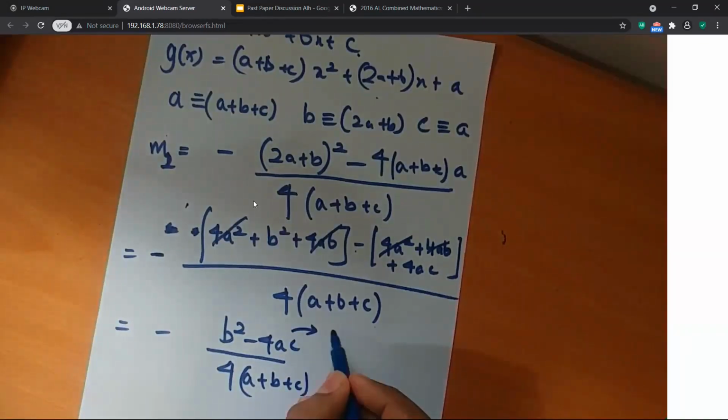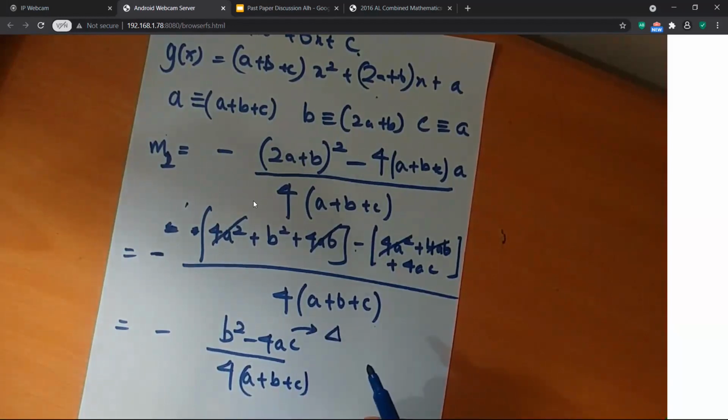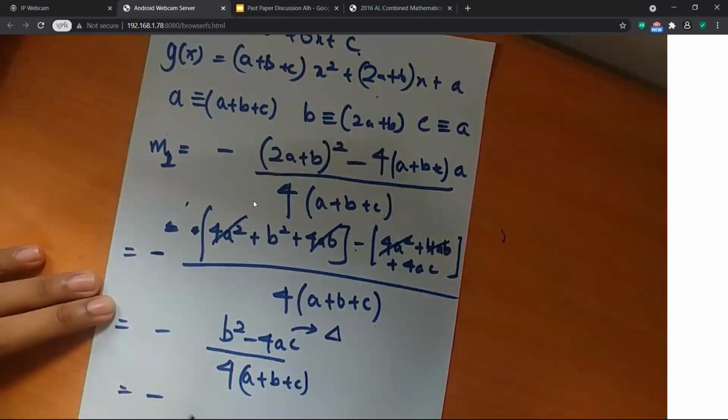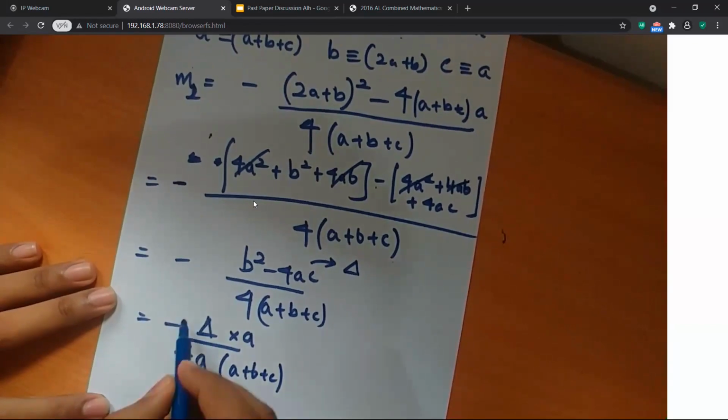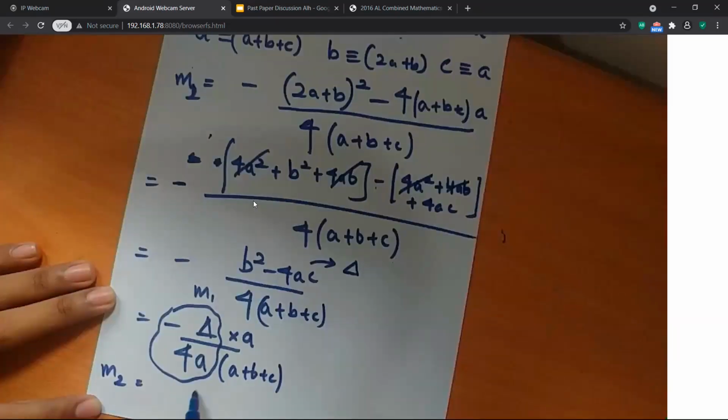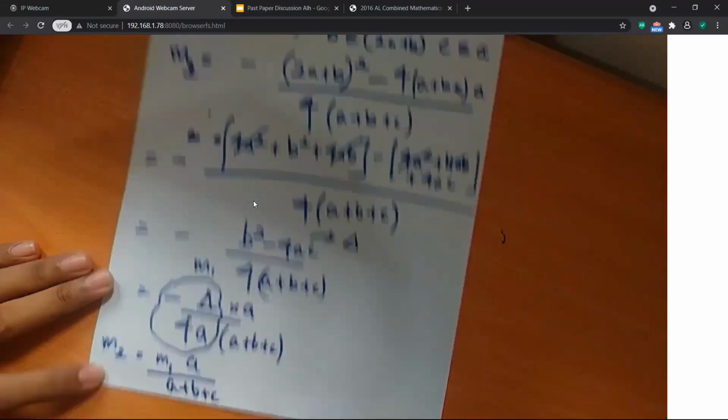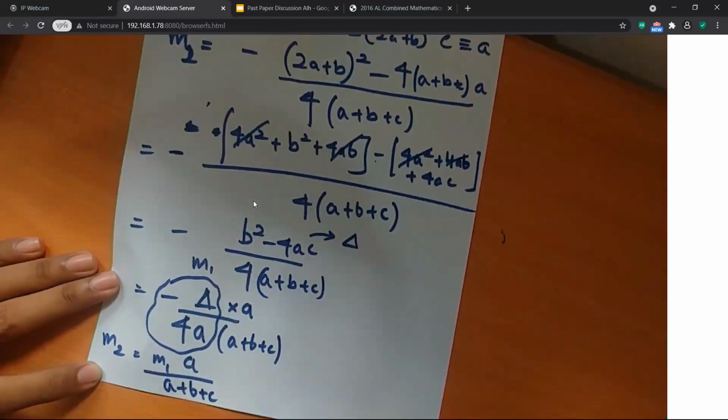So instead of b squared minus 4ac, I'm putting delta, right? b squared minus 4ac is delta, right? Delta over 4a is minus delta over 4a plus b plus c. Now we know delta over 4a. So multiply this by a and multiply this also by a. So what is this? M1, right? So M2 can be written as M1 times a divided by a plus b plus c. This is M1.